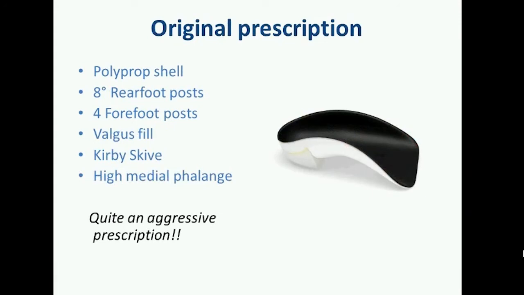Now the original prescription was a polypropylene shell, 8-degree rear foot posts, 4-degree forefoot posts, a valgus fill, a Kirby Skive, and a high medial flange. So to look at, it was a very, very aggressive prescription, but you could kind of see why all those things had been done, because she did have, as I say, a very excessively pronated, very mobile foot. So all these things were thought to help control it.